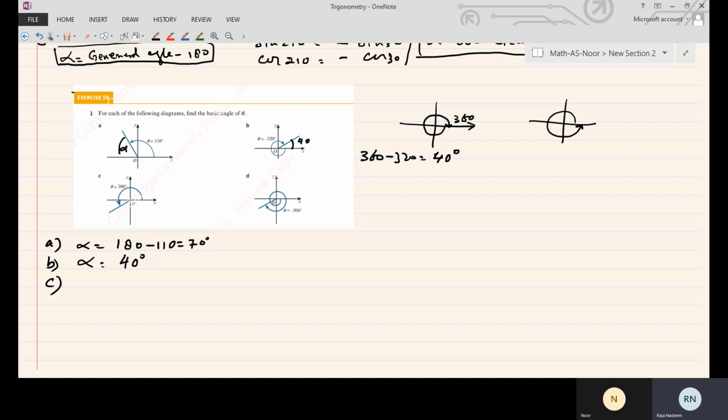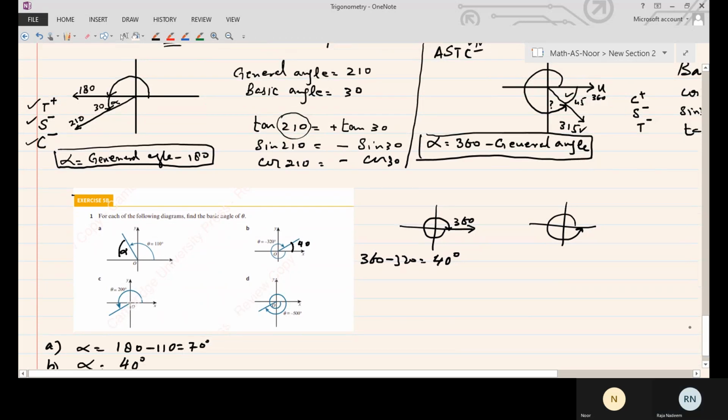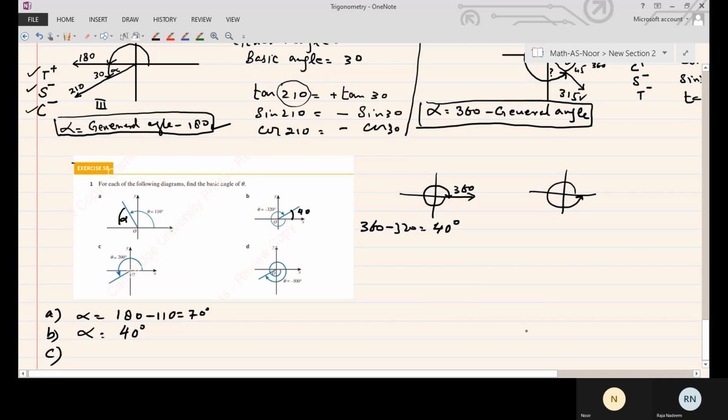In part C, 270 minus 200. This is the way. How would you get this? General angle minus 180 for the third quadrant. This is the third quadrant. 200 minus 180. Basic angle means 200 minus 180, so it is 20 degrees.